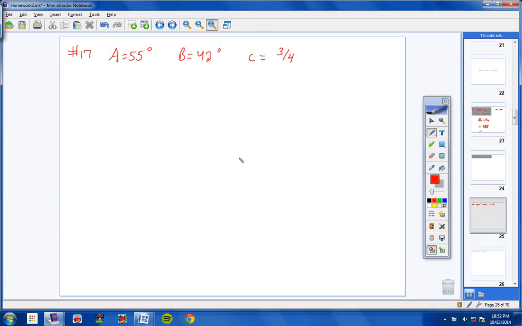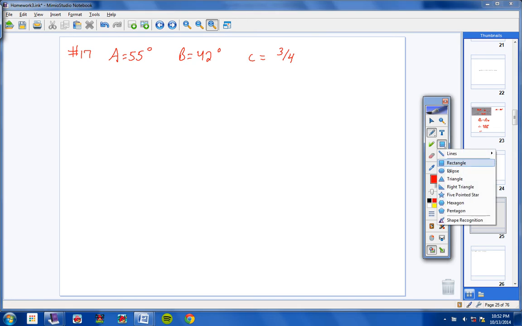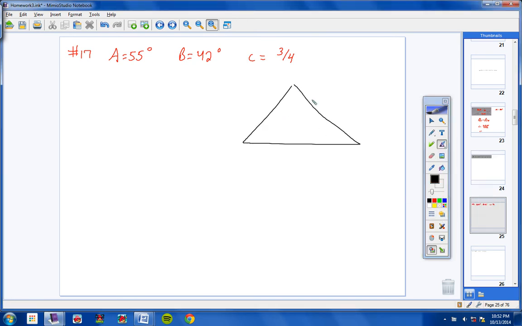Okay, students, here we go. Number 17. First thing you want to do here, students, is go ahead and draw a triangle. It doesn't have to be drawn to scale. Just draw a regular, good old-fashioned oblique triangle like that, and then we'll just label our vertices A, B, and C. Now, A is 55 degrees. B is 42 degrees. C we don't know. Side C though over here is 3/4.